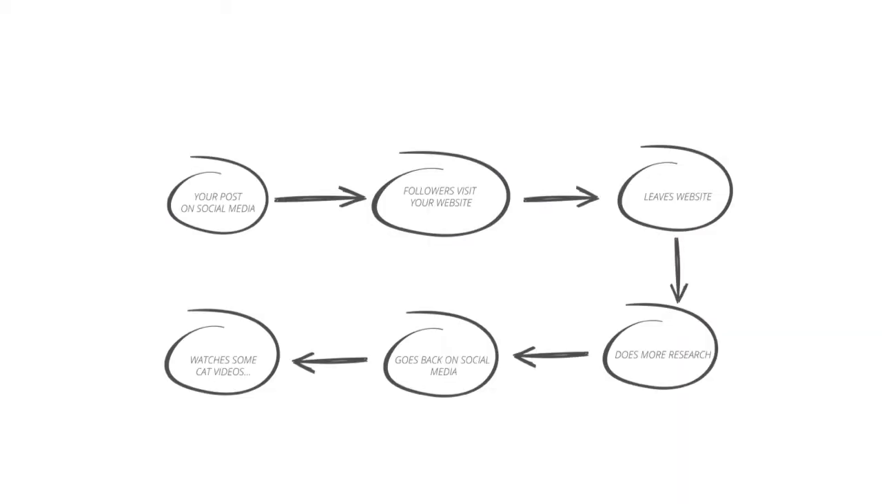Now, there's something wrong with this picture. It goes from a post on social media to a website. Customer leaves the website, does some more research, goes back on social media, and watches some cat videos. Now, how do we recoup all those missed opportunities? I want you to hold that thought.